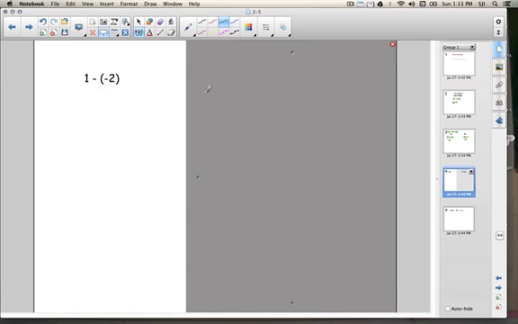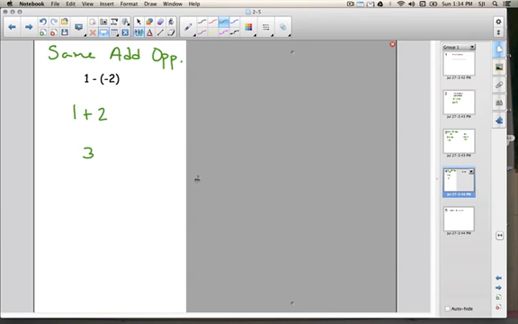Here's a couple more for us to do. Here we have 1 minus negative 2. Remember our saying, same, add, opposite. That means we're going to keep this first number the same, change our subtraction to addition, and change negative 2 to its opposite, which is positive 2. So now 1 minus negative 2 is equal to, or is the same as, 1 plus 2. And 1 plus 2 is 3.